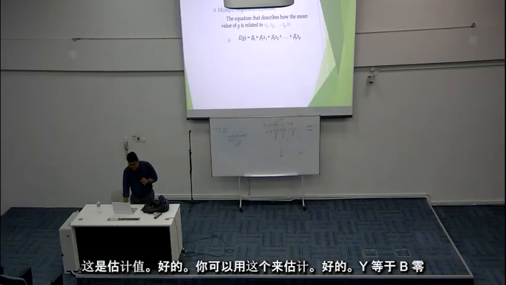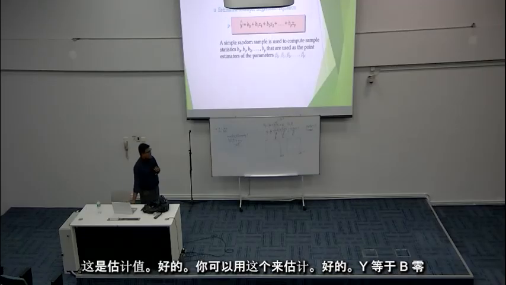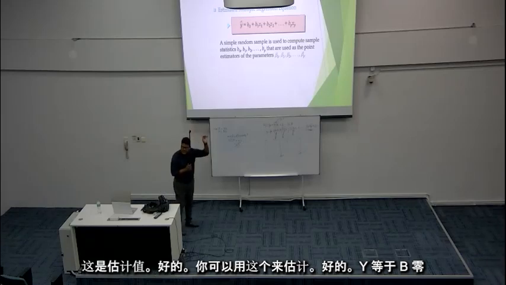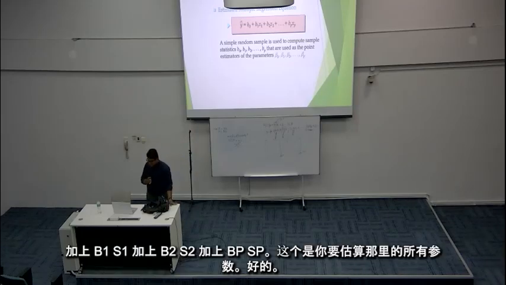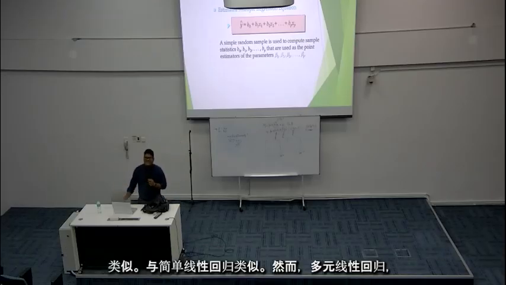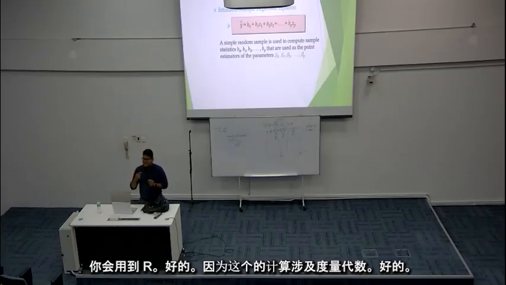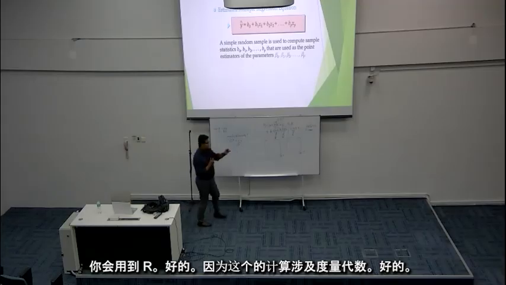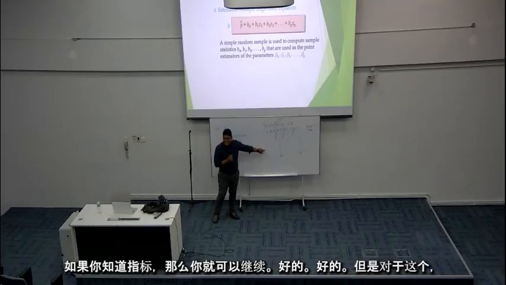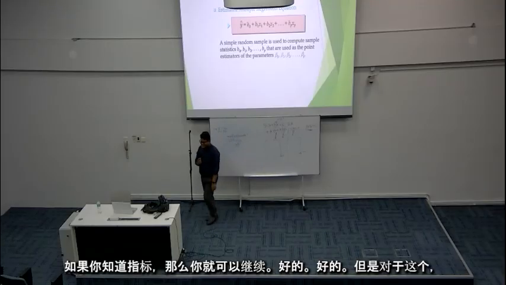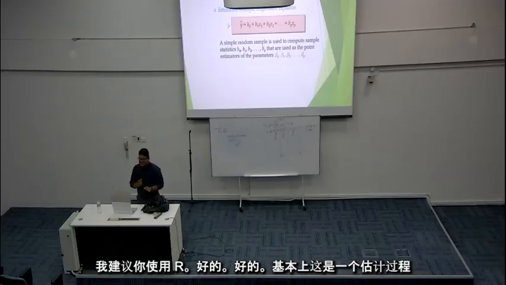So this is the estimate. You will estimate by using this: y hat is equal to b0 plus b1 x1 plus b2 x2 plus up to bp xp. You are going to estimate all the parameters there, similar to the simple linear regression. However, for multiple linear regression you will use R, because the computation involves matrix algebra. If you know matrix, then you can proceed, but I advise you to use R.